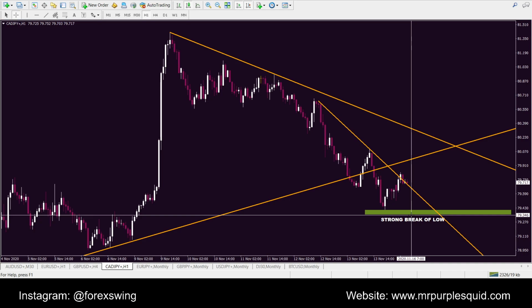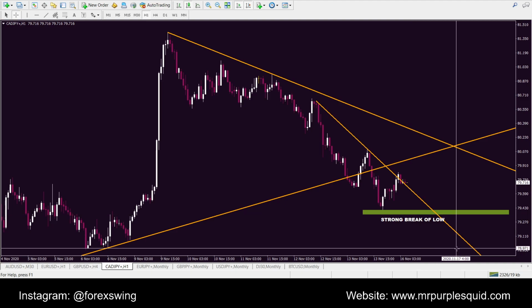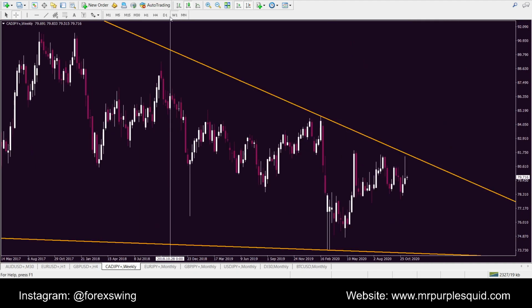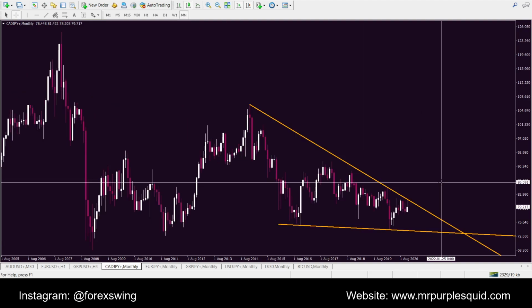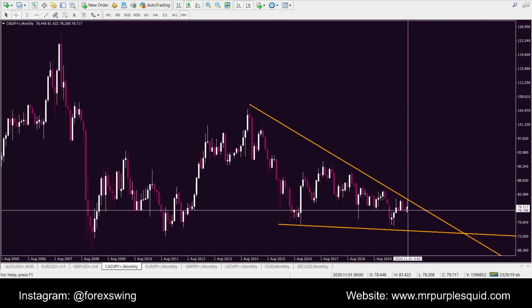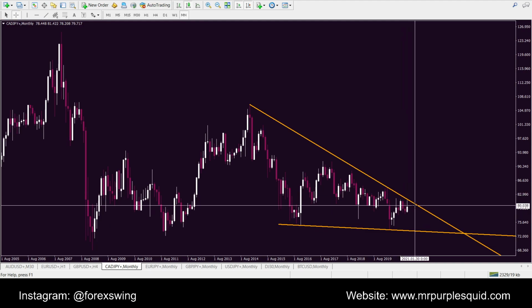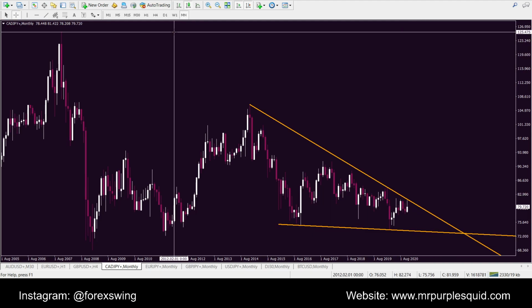And remember guys, we are still in the triangle, so we're really looking for a breakout of this triangle, right?